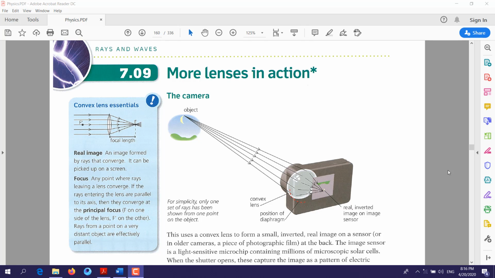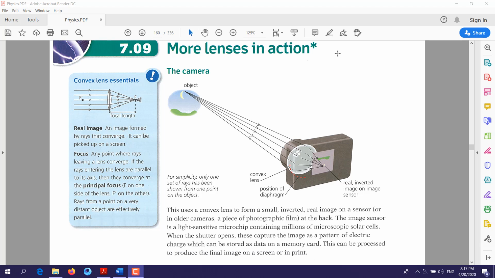Hello everyone. Today we will explain 7.9, more lenses in action. In the previous lesson, if you remember, we talked about lenses. We took an example of lenses in a telescope, how it works. So here we will see more uses of lenses, or how we use lenses in our daily life.